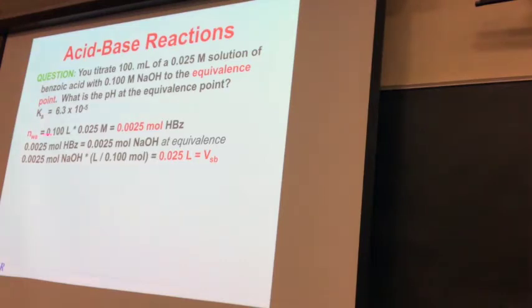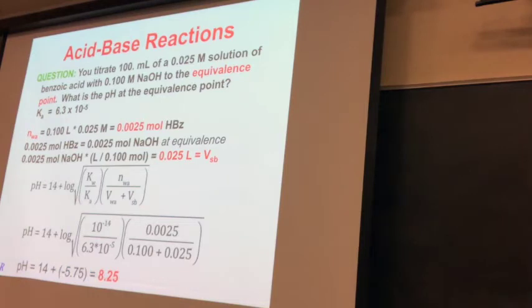So at equivalence, we have this many moles of sodium hydroxide. 0.1 mole per liter is the sodium hydroxide concentration. That's going to allow us to solve for the volume of strong base. So in this case, 0.025 liters, that's the volume of sodium hydroxide required to get to this point.